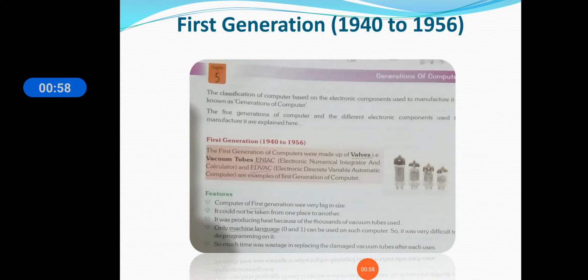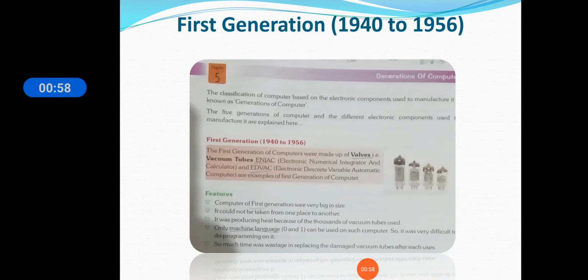Today we are going to start chapter number 5, generation of computers. So let us study what are generation of computers. Now what is generation of computers? The classification of computer based on electronic components used to manufacture it is known as generation of computers.